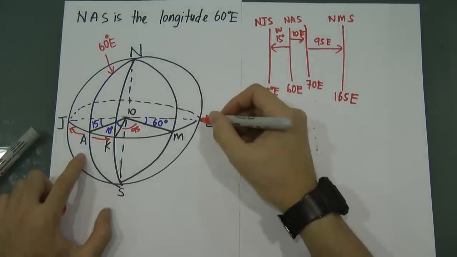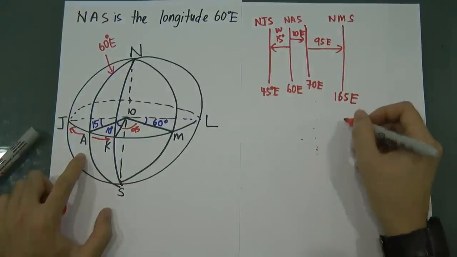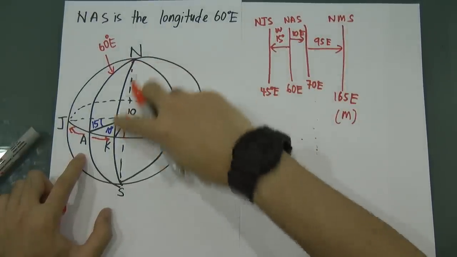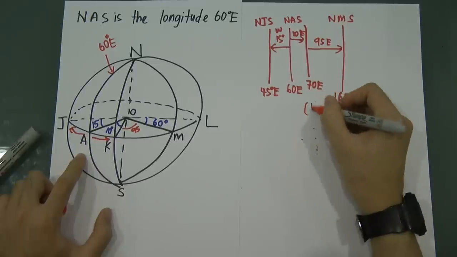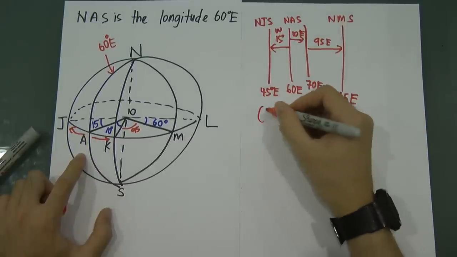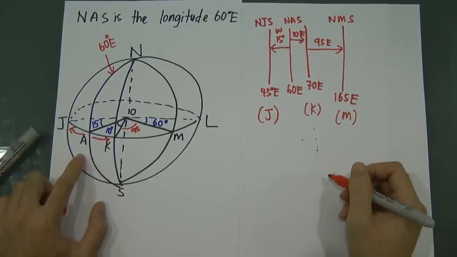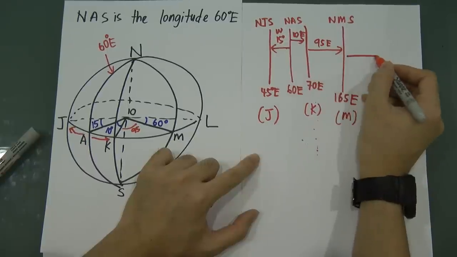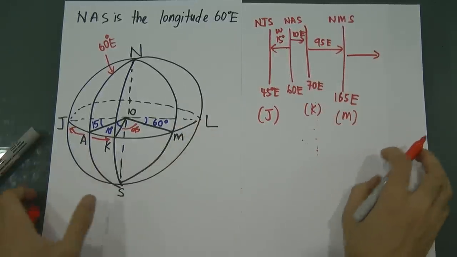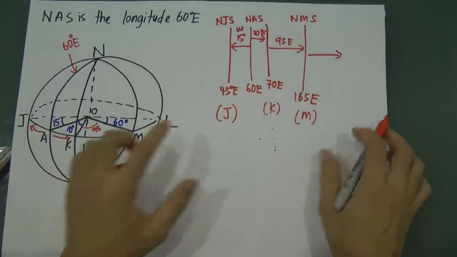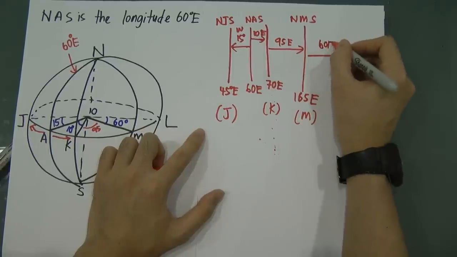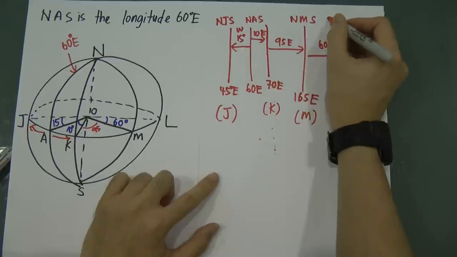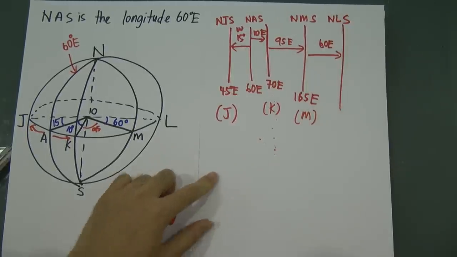Now, if we continue to move to L. Actually this is M, and this line over here is K, and the first one is J. A is given. Alright. Now he moved another 60 degrees. Lots of students will get stuck here because he moved another 60 degrees. They say it is already more than 180. What will happen? Move another 60 degrees to the east, and then they will reach this line. I will call it NLS.